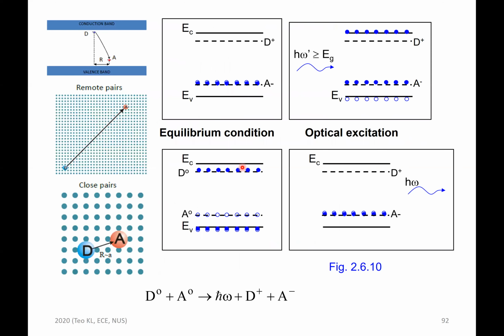So in terms of the whole reaction, initially it's the neutral state, you come in with a photon energy, and you get the ionized state of the donor and the ionized state of the acceptor. So the electron on the donor and the hole can be separated far apart. We call this the remote pair, or they can be very close together, almost a lattice constant apart, for example about 5 Angstrom apart. So these are close pairs.